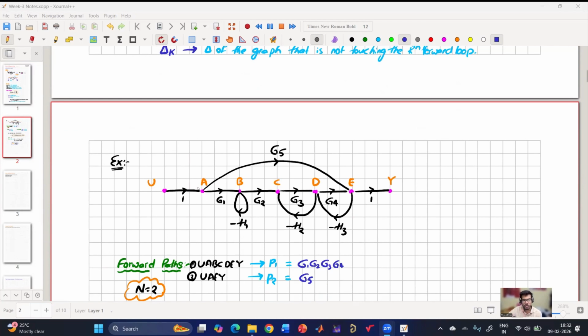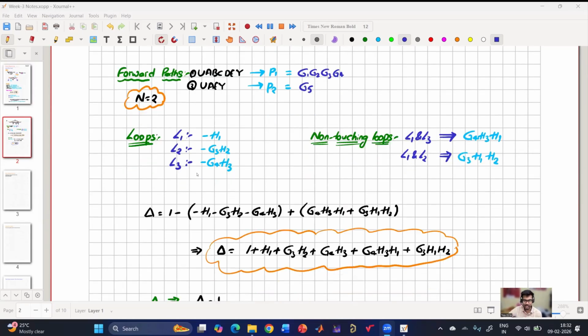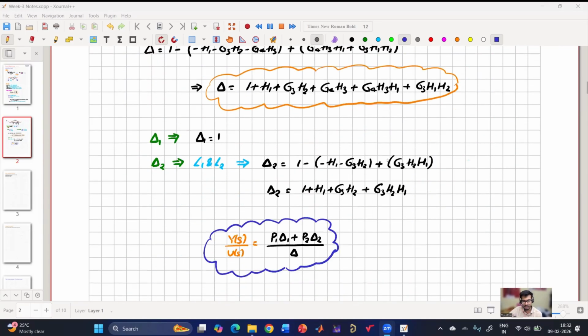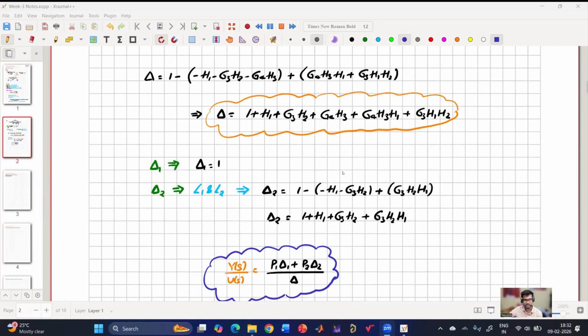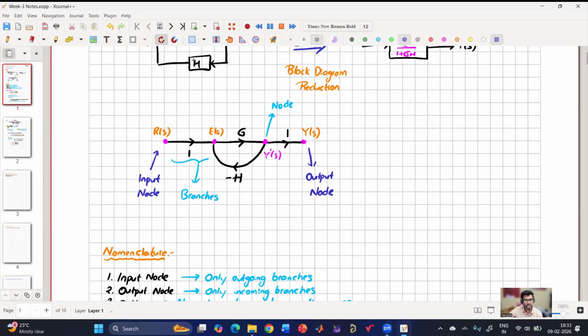Whereas if I am considering this forward path, then there are two loops which are not touching this G5, L1 and L2, and they are non-touching. So using these two, I have to calculate the delta, which is 1 minus summation of the gains plus summation of products of non-touching loops. If L1 and L2 were touching, this term would vanish and I'd get only the other term, but the calculation remains the same. Okay, sir.